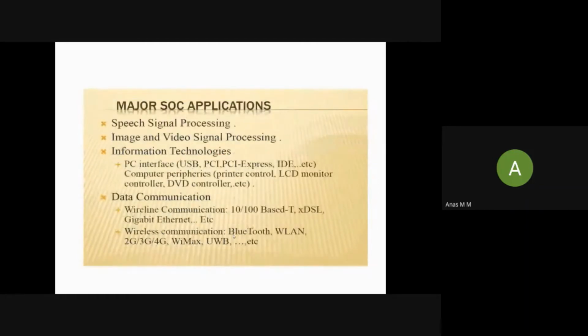And major applications of SoCs: speech signal processing, image and video signal processing, information technologies, data communication. So these are the various applications. A lot of applications for SoC.